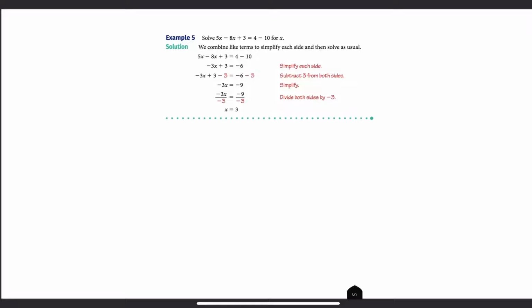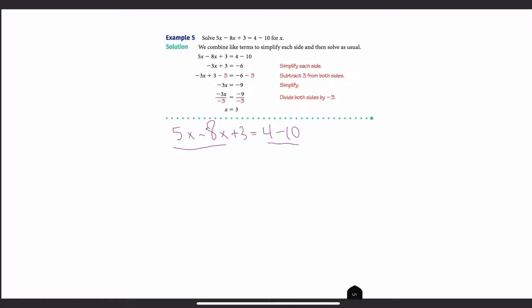All right, so now let's put together some of our skills here and solve this slightly more complicated equation. So 5x minus 8x plus 3 equals 4 minus 10. Okay, we're going to solve for x. That's our variable. So the first thing I'm going to do is simplify as much as I can. I see that I have like terms here, 5x minus 8x, and like terms here, 4 minus 10. So on the left, I have two variable terms, and on the right, I have two constant terms that can go together.